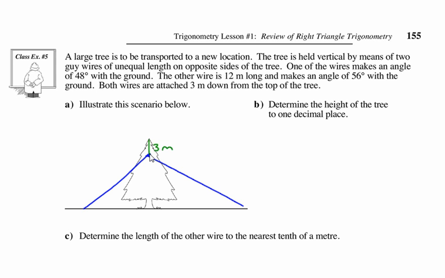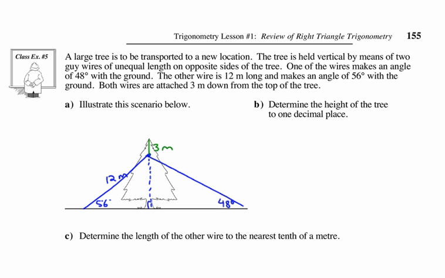Okay? Now let's draw this out again. So here's the center of our tree. And one of them is 48 degrees with the ground, and the other one's 56. So 48 degrees from the ground. The other is a 12 long wire, it makes 56 degrees. Okay, and the one with 56, this part of the wire is 12 meters. This is what they gave us. Determine the height of the tree to one decimal place.